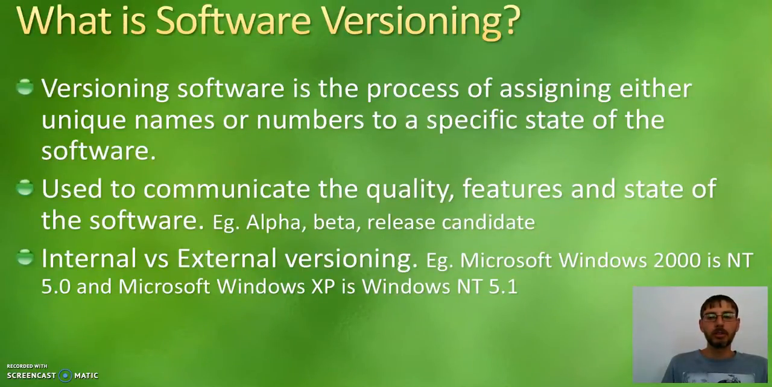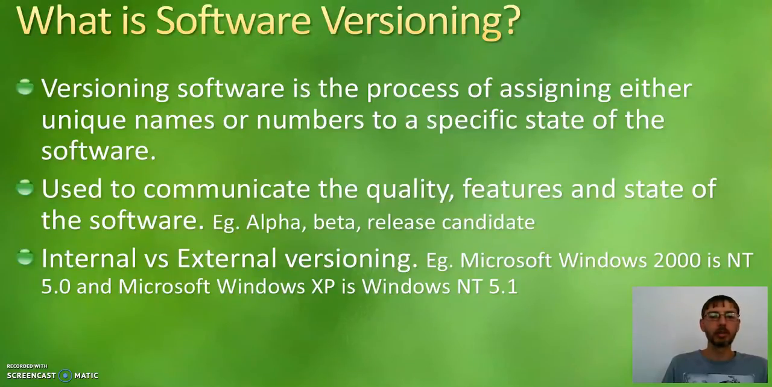There's also internal and external versioning. Internal is the number or scheme assigned by the engineering team, and the external is used for marketing purposes. An example there that I've got listed is Microsoft Windows 2000, which was the marketed product name, and the internal name was NT 5.0.